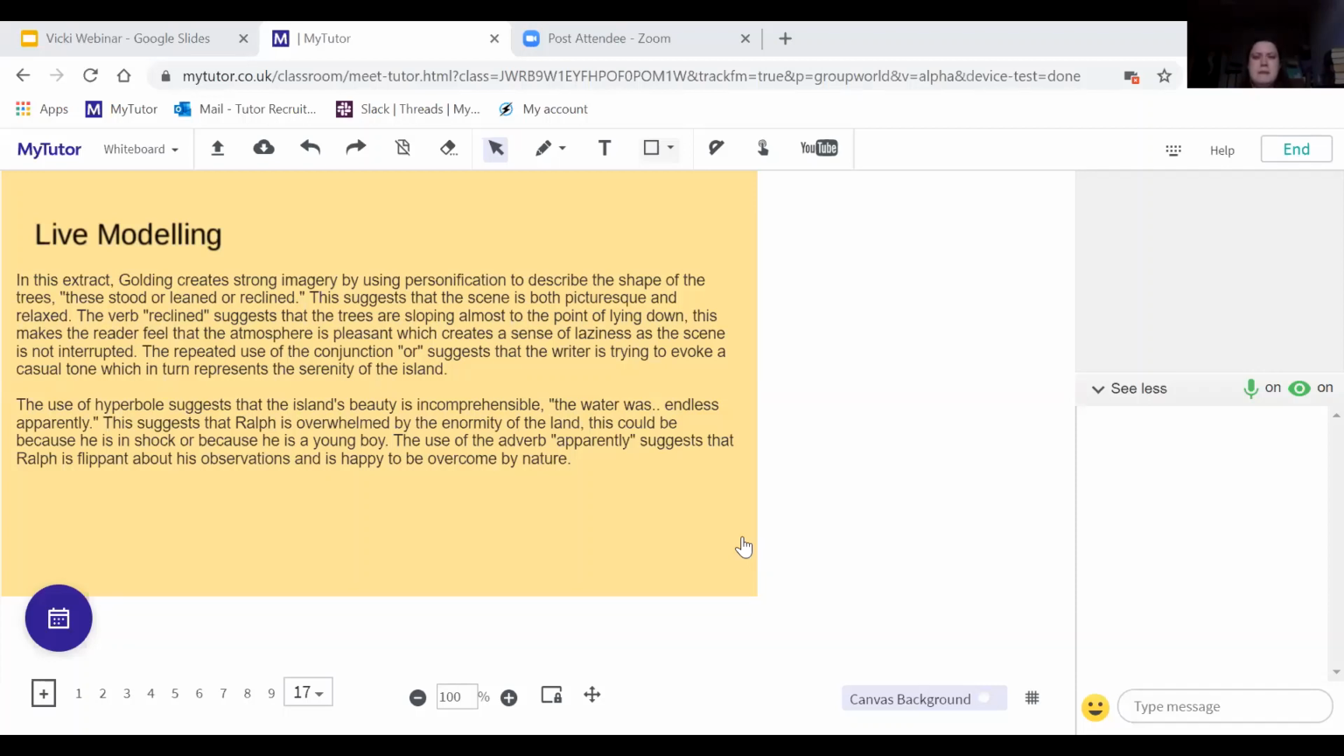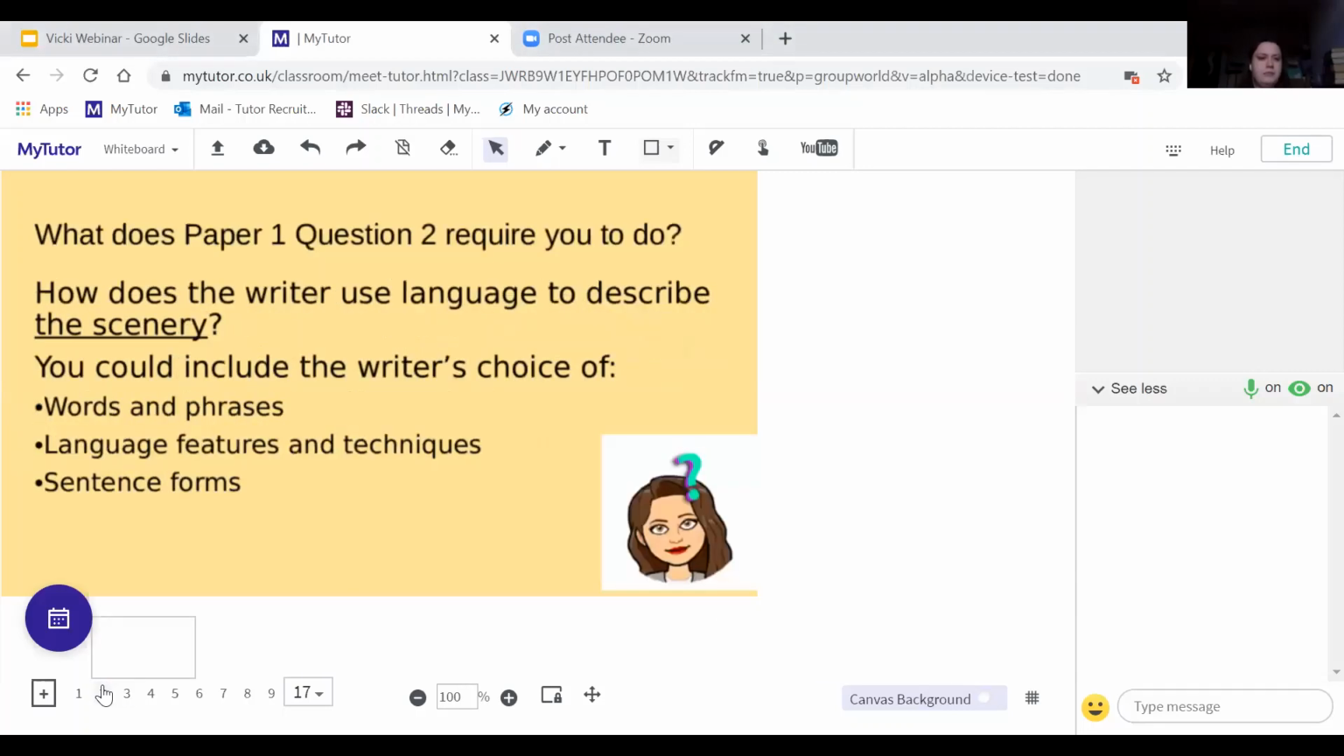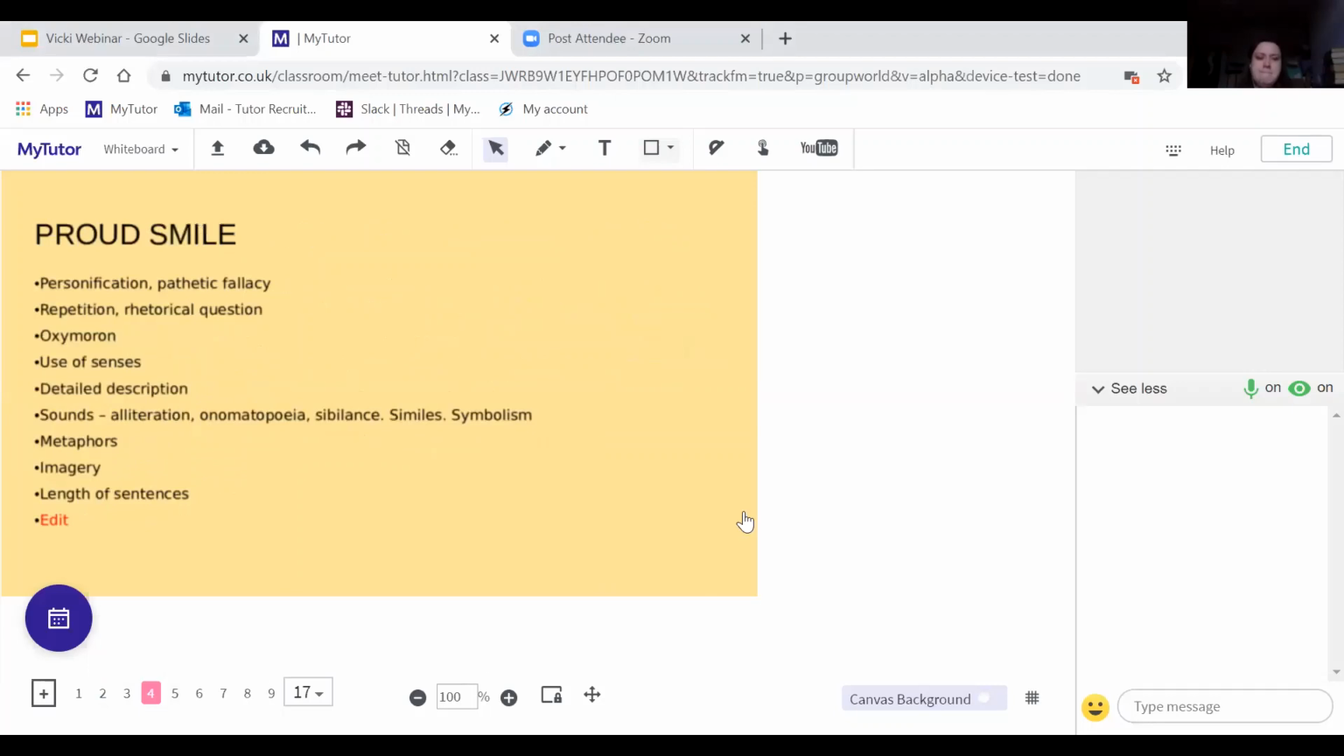Another question that came in was, can you go back to the slide with all the language devices, please? Yep. And then while you're doing that, we had another question that asked, do you have to use word classification, for example, verbs? Right. You don't have to, but it will improve your marks.